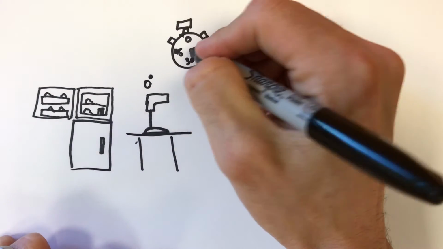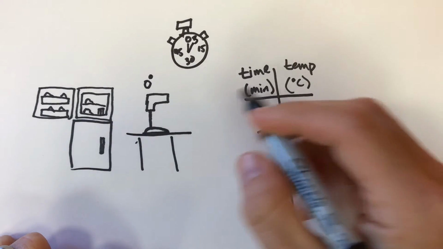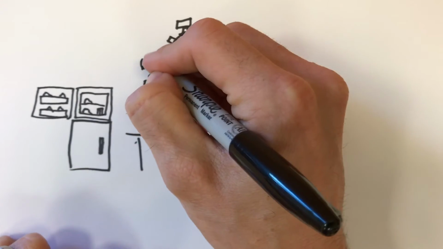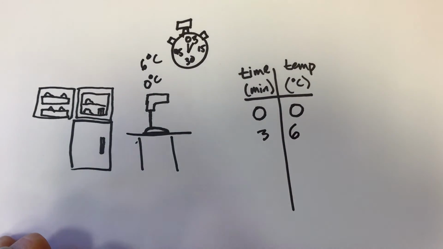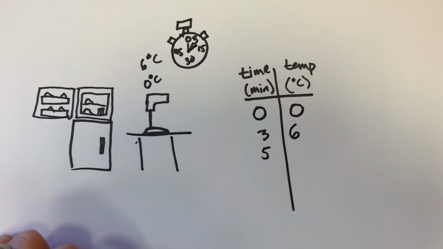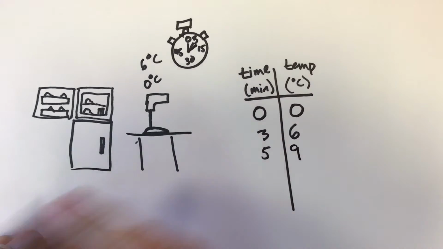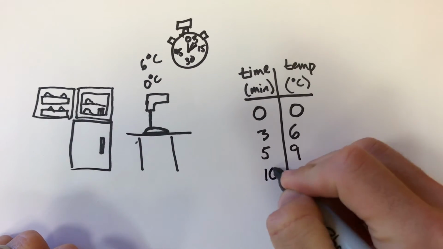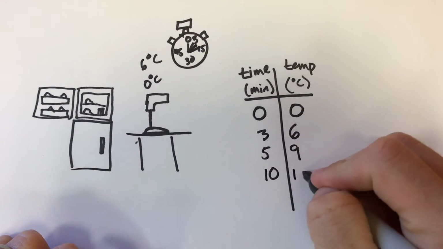Then we wait 3 minutes. That was at the beginning. After 3 minutes, we measure it again, and now it's 6 degrees Celsius. So it's heating up. Now we wait 2 more minutes, so now 5 minutes have gone by on the stopwatch. And now it's up to 9 degrees Celsius, so it's continuing to warm up. Now we wait 5 more minutes. Now we're at the 10-minute mark on that timer, and now it's up to 13 degrees Celsius.